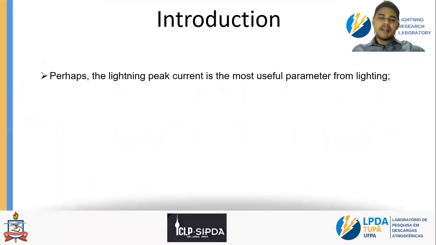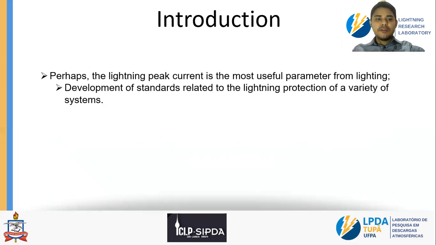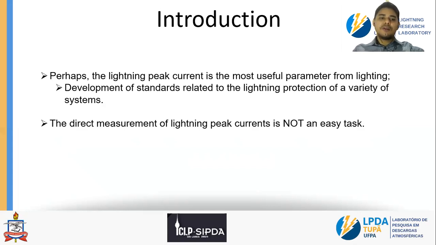Well, perhaps the lightning peak current is the most useful parameter from lightning because you can use this parameter, for example, to develop standards related to lightning protection of a variety of systems, including power systems and lightning protections for houses for human beings. However, the direct measurement of lightning peak current is not an easy task.